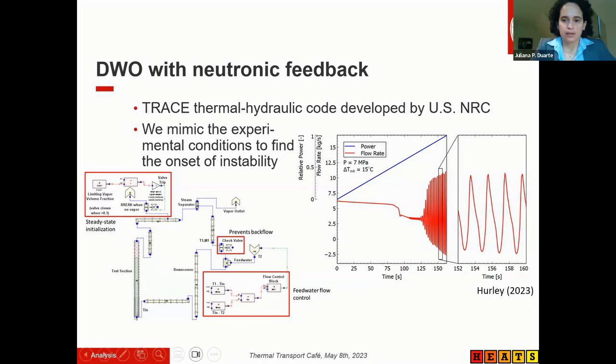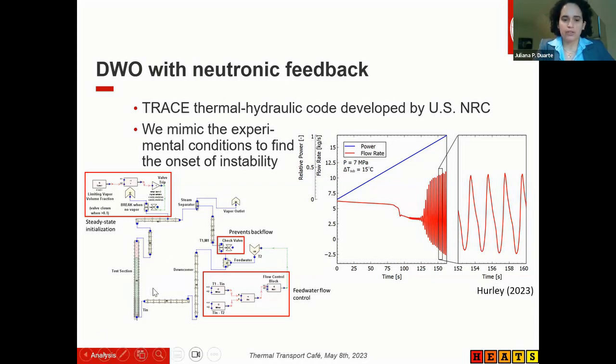Still with, there's a mistake here. This is still with the density wave oscillations without the neutronic feedback. We created a model in TRACE, the NRC thermal hydraulic code, to mimic these experiment conditions and also the procedure in the experiments, and to find the instability boundary predicted by TRACE.